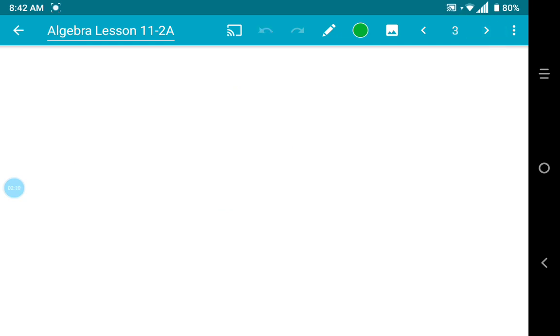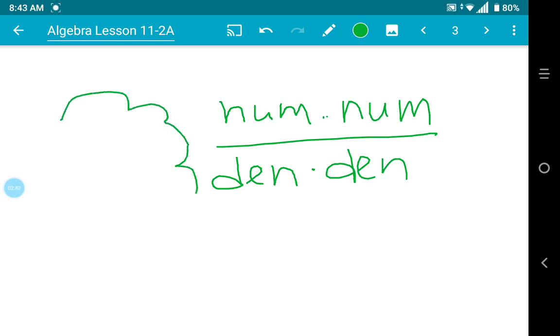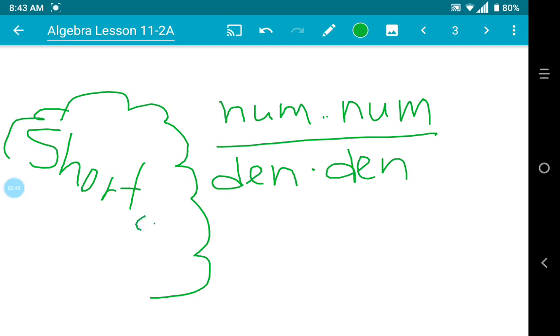And that means you're going to do numerator times numerator over denominator times denominator. Right? And then I left space over here for a thought bubble, because the thought bubble should ask, hey, how about a shortcut? Shortcut.